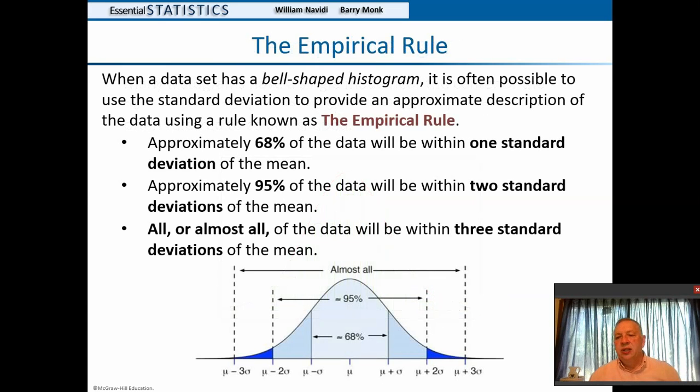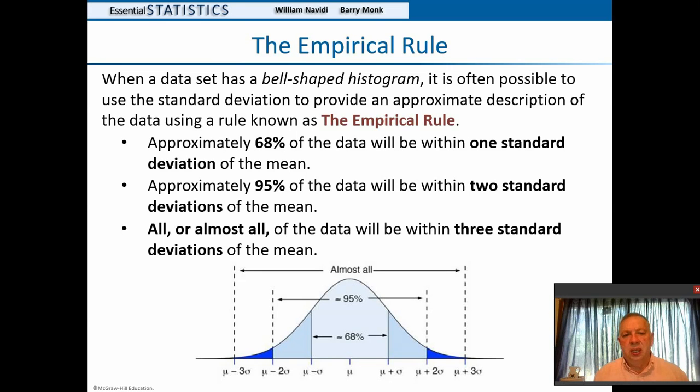It turns out if we graph our data and see that it's fairly symmetric, with this bell-shaped curve, there are some things we can say about it based on the mean and the standard deviation. We can calculate how much of the data, or how many data points, lie within some of these standard deviations. This is the empirical rule.